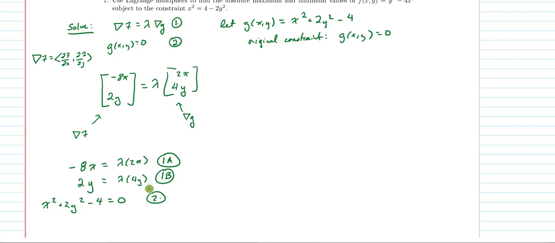Folks, as far as the steps for this go, you will do these first couple steps every single time. You'll set the gradients of the two functions to be scalar multiples of one another, so we've got that scalar multiple lambda. And we can set that constraint function equal to 0. And from there, we can build a system of equations. So you'll always be able to do this.